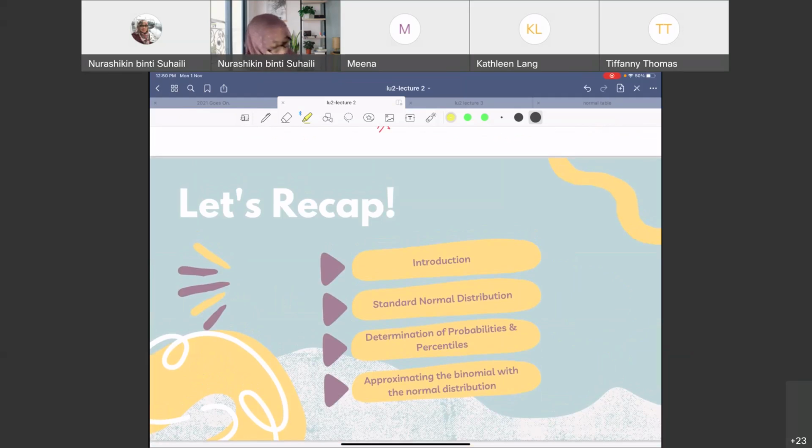So basically we have covered what is normal distribution, what is standard normal distribution, which is also equal to z distribution. Sometimes we call it standard normal, sometimes we call it z. And then determination of probabilities and percentiles, and finally approximating the binomial with the normal distribution.